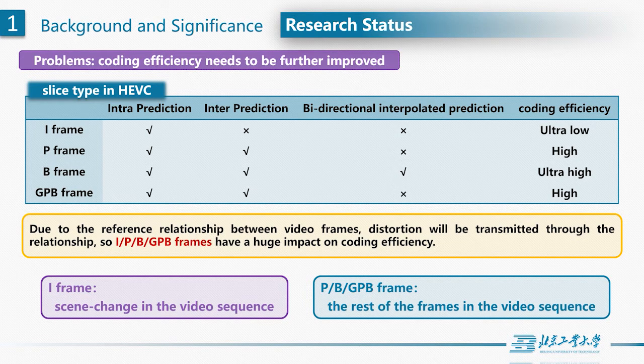The I frame is usually determined according to the result of scene change in the video sequence and the interval of I frames required by the business scene in encoders, and the rest of the frames in the video sequence should be decided as GPB frames or B frames. Under the premise of controllable coding complexity, an efficient decision of slice type of the video sequence can effectively improve the coding efficiency.